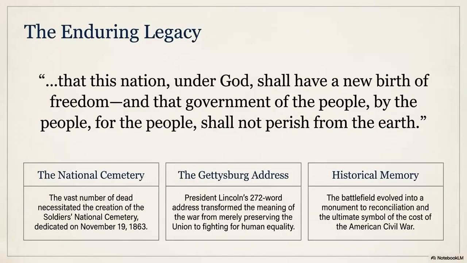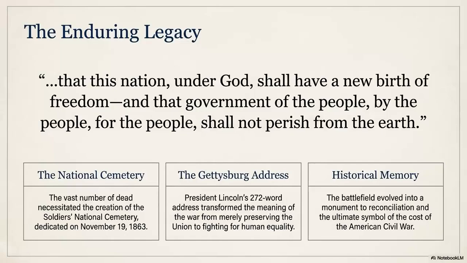Finally, we reflect on the enduring legacy left in the wake of this devastating conflict. The immense loss of life necessitated the creation of the Soldiers' National Cemetery, dedicated on November 19, 1863. It was at this dedication that President Abraham Lincoln delivered his historic 272-word Gettysburg Address.